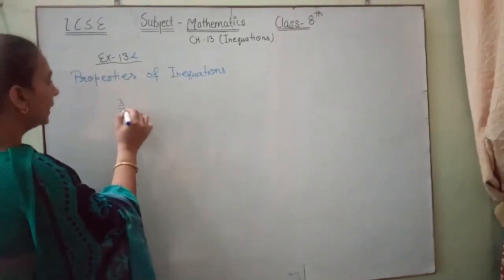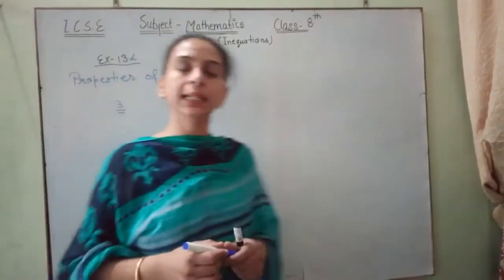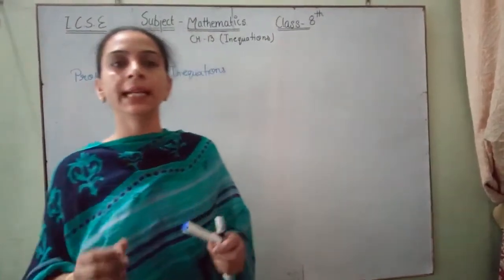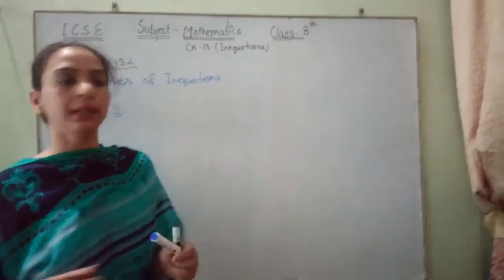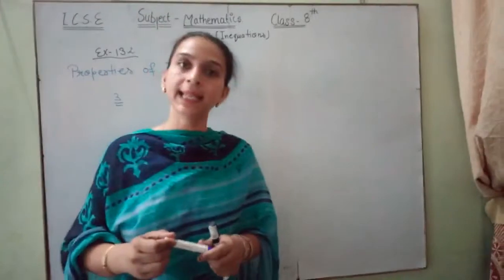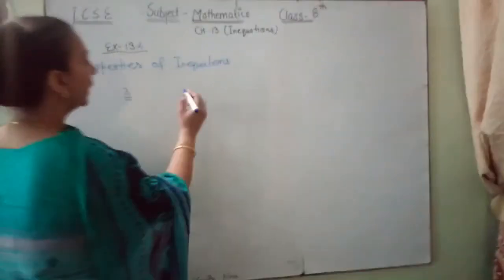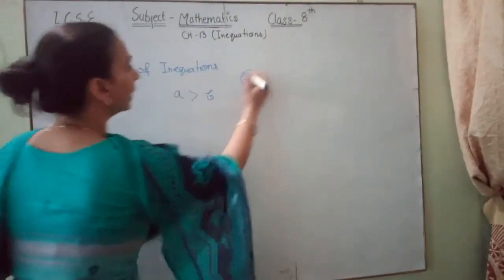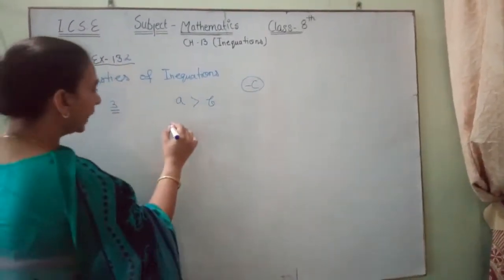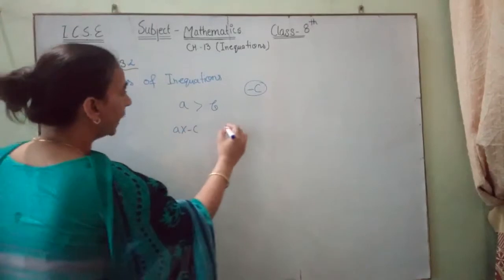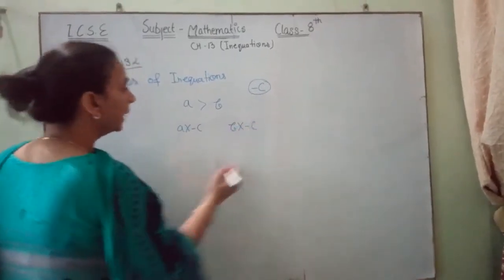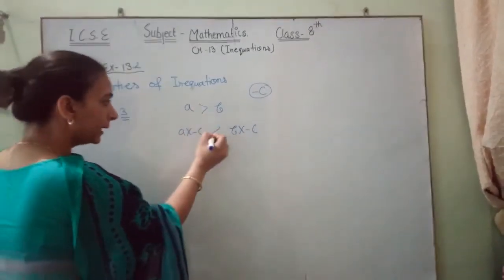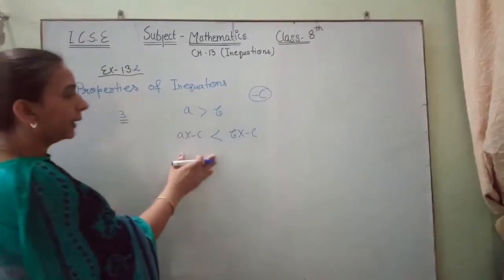Next property is, student, if we multiply or divide both sides by the same negative number, then the sign of inequality changes. For example, if we have a greater than b and a negative number c, if we multiply both sides, a multiply minus c and b multiply minus c, then the sign of inequality changes. This is greater than, but there it is a less than.